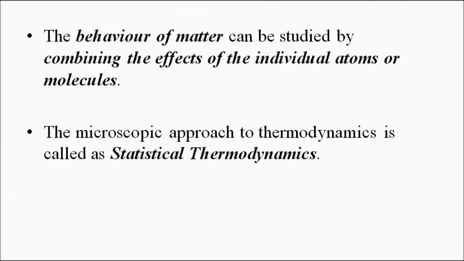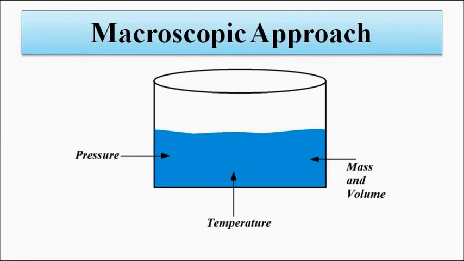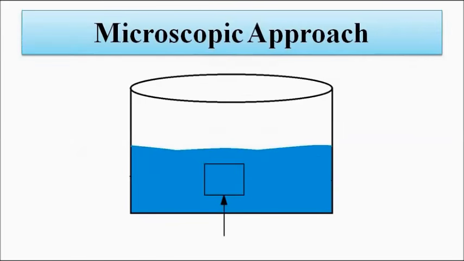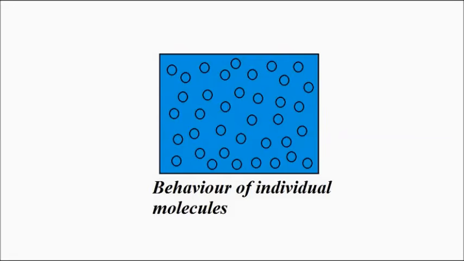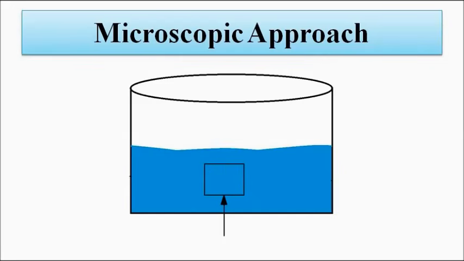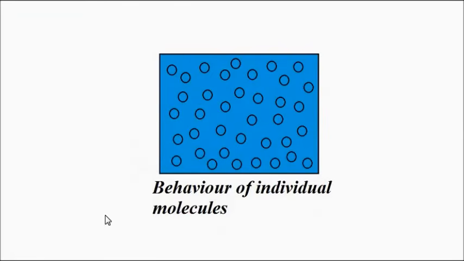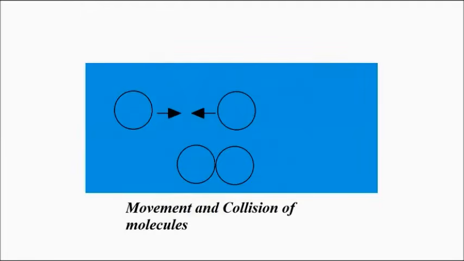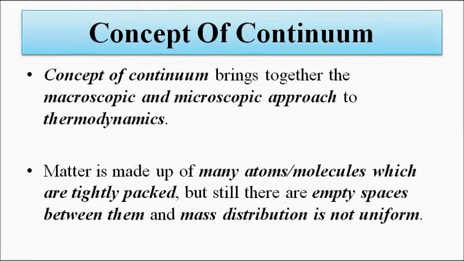So where does this concept of continuum come into play? The concept of continuum actually brings together the macroscopic and the microscopic approach, where the system is studied as a whole in macroscopic approach, whereas in microscopic approach we take a certain section of it and study the individual molecular behavior. So the concept of continuum brings together these two approaches, this classical and statistical view of thermodynamics.